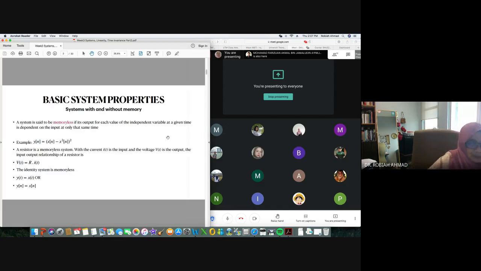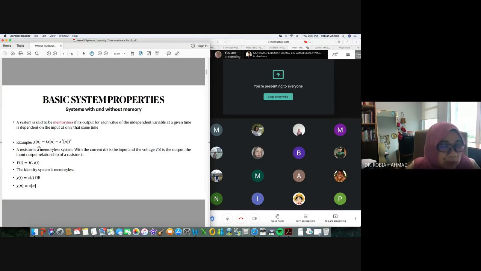Okay, so let us look at the first one, basic property: systems with and without memory. A system is said to be memoryless if its output for each value of the independent variable at a given time is dependent on the input at only that same time. Maknanya dia at ketika itu sahaja.